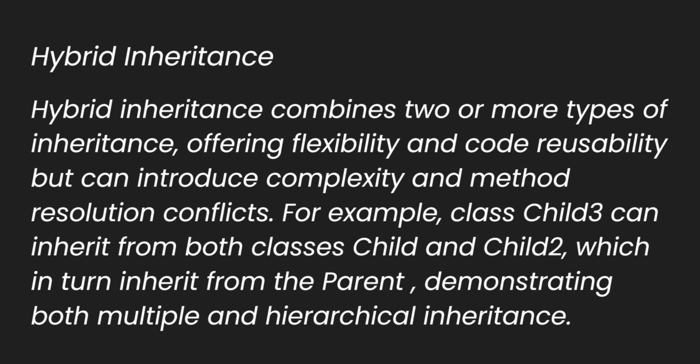Hybrid inheritance combines two or more types of inheritance, offering flexibility and code reusability, but can introduce complexity and method resolution conflicts. For example, the class child3 can inherit from both classes child and child2, which in turn inherit from the parent class, demonstrating both multiple and hierarchical inheritance.